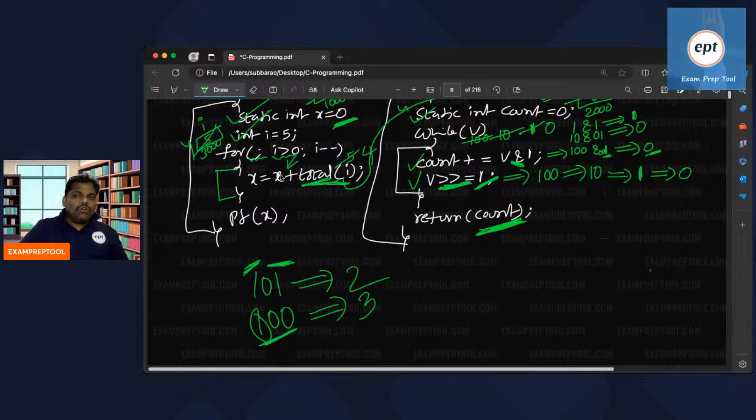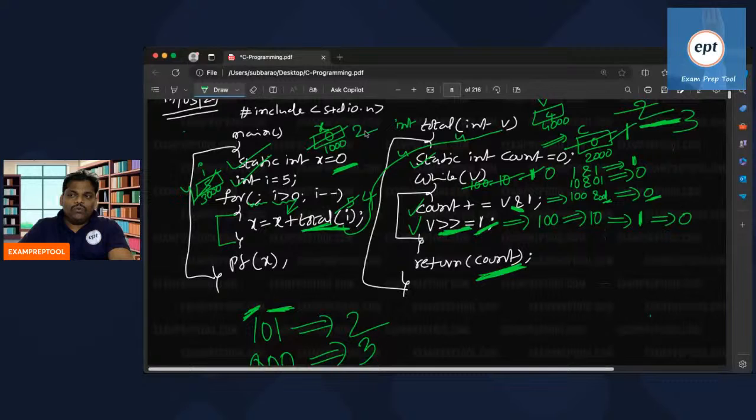X is equal to X plus count. X already has 2. 2 plus 3 became 5. X is equal to X plus, 2 plus 3, is 5. So now I value becomes 3. Now 3 will go. Same story, 3 will go.